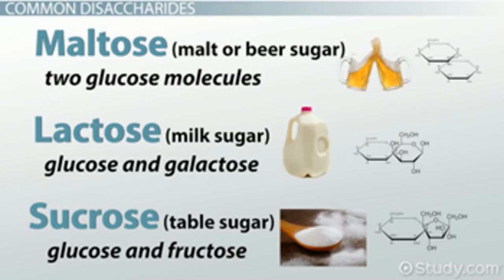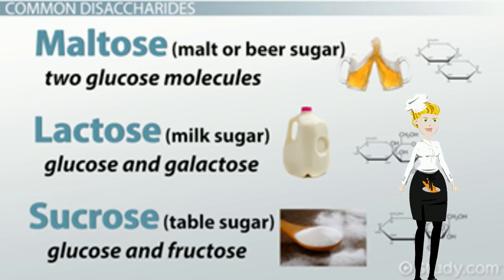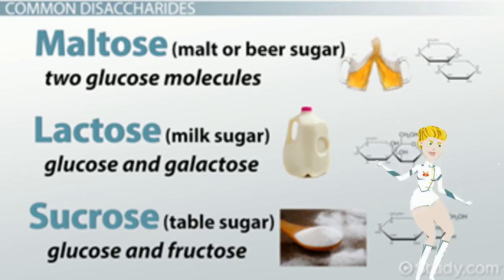Sucrose is a disaccharide that is composed of glucose and fructose, hence the name two sugars, and it's present in granulated sugar. It's also one of the sweetest and least expensive sugars.